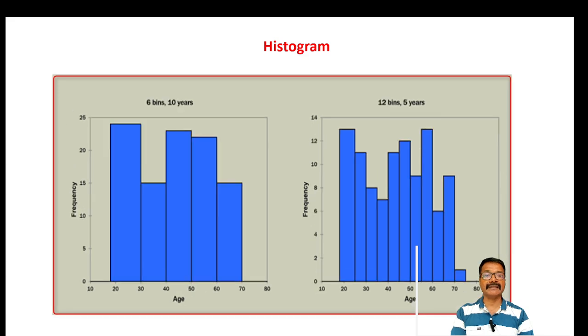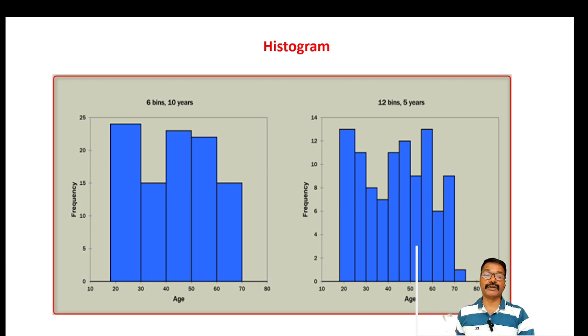So I will increase the number of bins. In this case the number of bins is 6 and the range of each bin is 10 years. Here I can get some kind of interpretation: people use this smartphone most at the age of 20, then it reduces, it increases again at age 40, and then it reduces to 70-year-old people.